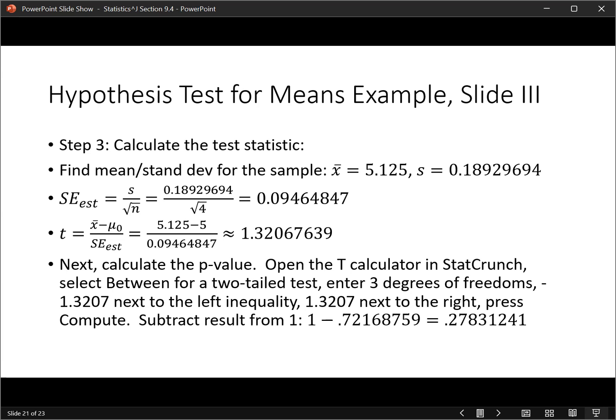Well, they expect that you can go through and find those. You can use StatCrunch to do it, or you can use some other statistical software, but you should get that the mean of the sample is 5.125 and the standard deviation of the sample is 0.189299694.